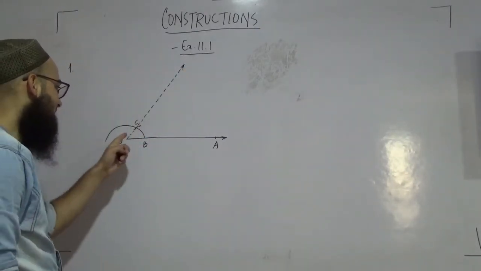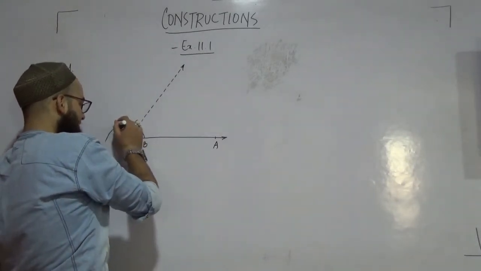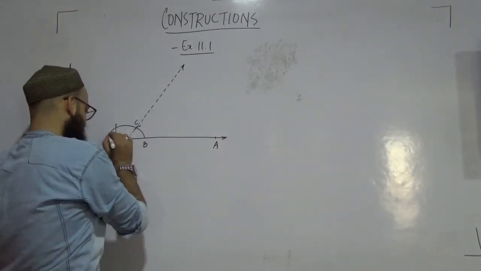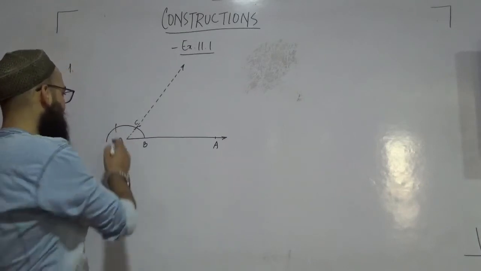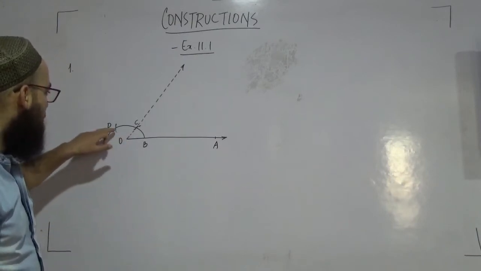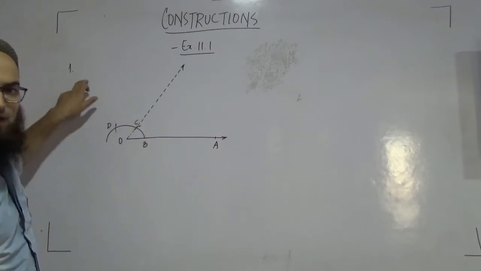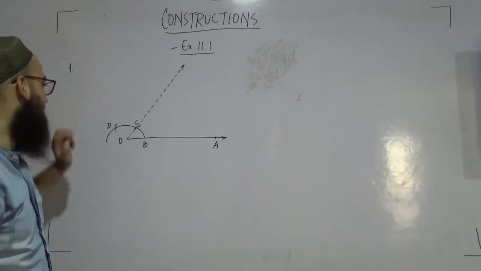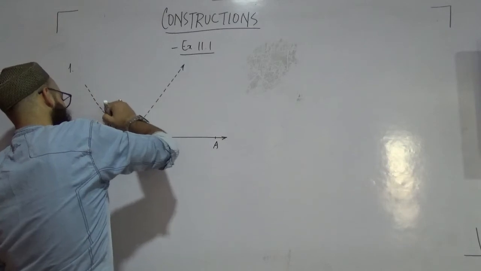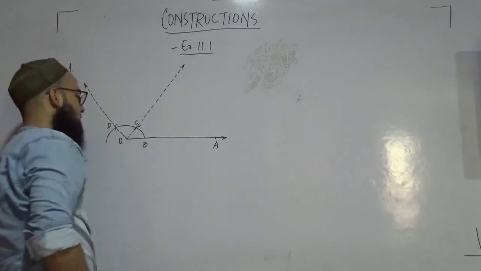Then with C as center and the same radius, draw another arc intersecting the first arc at D. Got it? Now if you join OD and establish a ray, then this angle AOD, you'll get angle 120 degree. So this is your 120 degree.